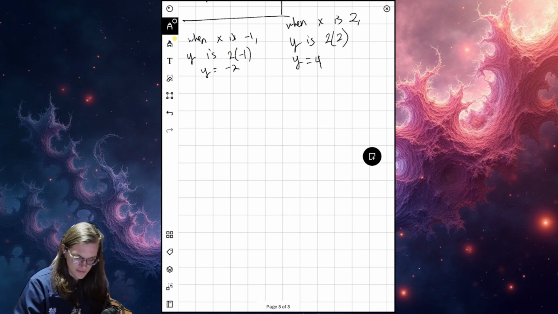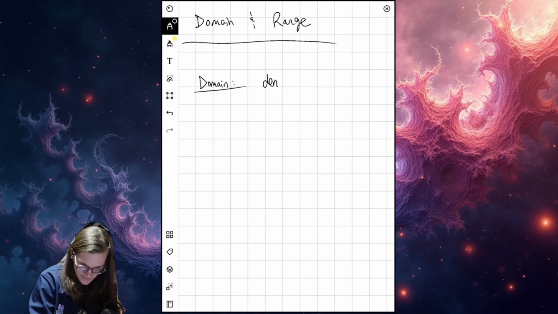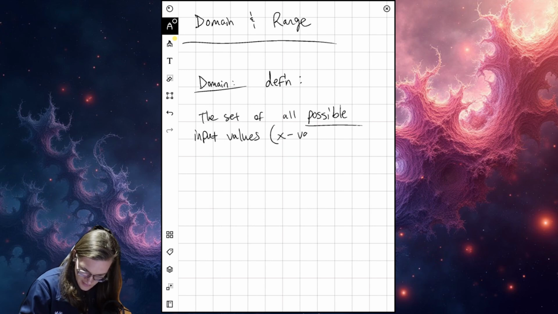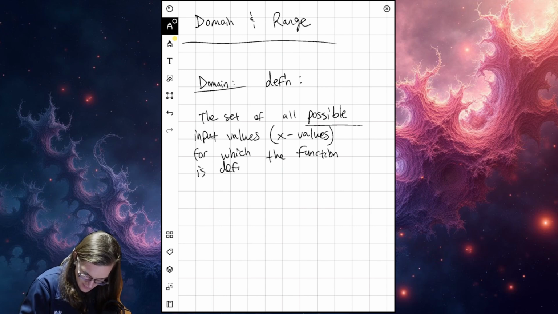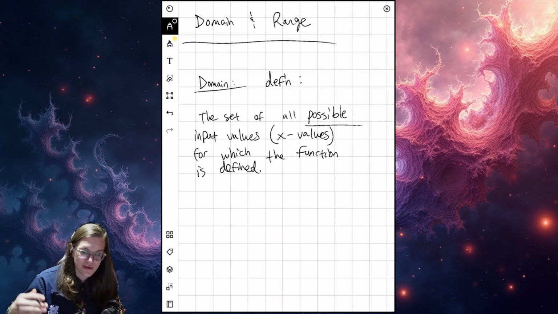And next we'll talk about domain and range of a function. So the domain, the technical definition of domain, is the set of all possible, this is important, input values, which are x values, for which the function is defined. Okay, so that's just to say that for any given function, there is a set of x's or inputs that the function can take, and there's a set of outputs or y values that you will get out of that function.